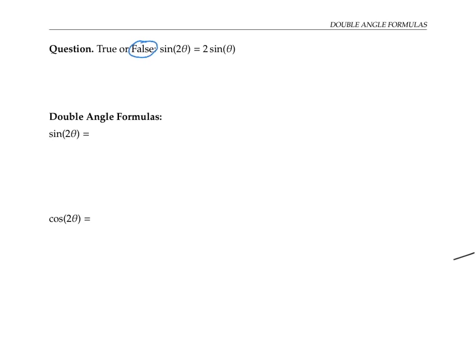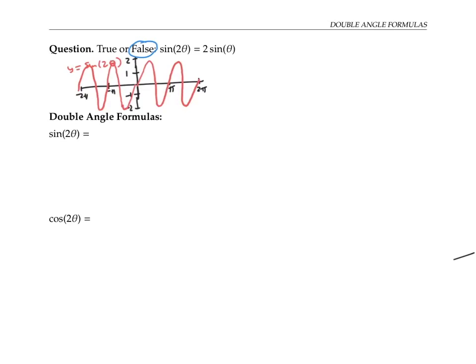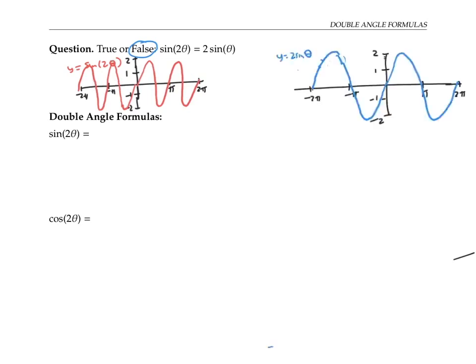One way to see this is graphically. If I graph y equals sine of 2 theta, that's like the graph of sine theta swooshed in horizontally by a factor of 1/2. On the other hand, if I graph y equals 2 sine theta, that's like the graph of sine theta stretched vertically by a factor of 2. These two graphs are not the same. So instead, we need a more complicated formula for sine of 2 theta. And that formula is sine of 2 theta is 2 sine theta cosine theta.